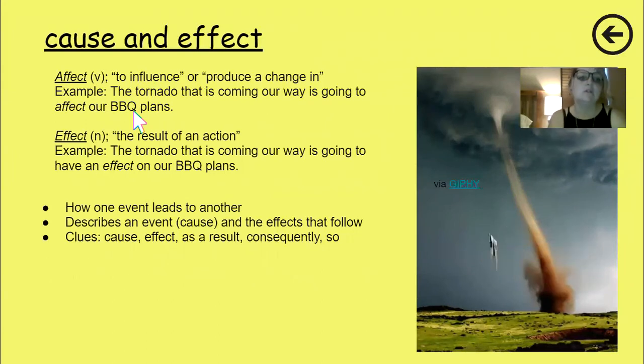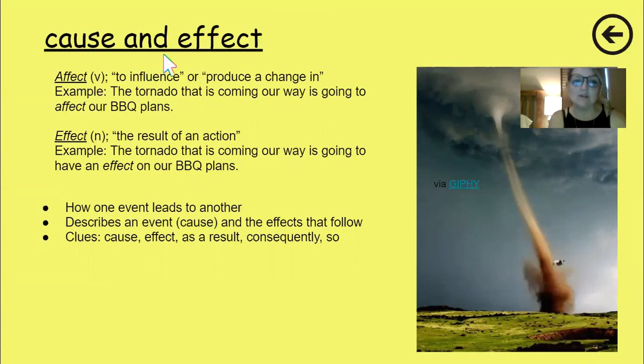The barbecue. Effect has an E in it, and it is a noun. So this is an actual thing. This is something that is the result of an action. So the example I gave here is basically the same sentence up here, but let's see how it changes when we put the word effect in there. The tornado that is coming our way is going to have an effect on our barbecue plans. Okay? See the difference? One says it's going to affect. The other one says it's going to have an effect. So one is a verb, one is a noun.